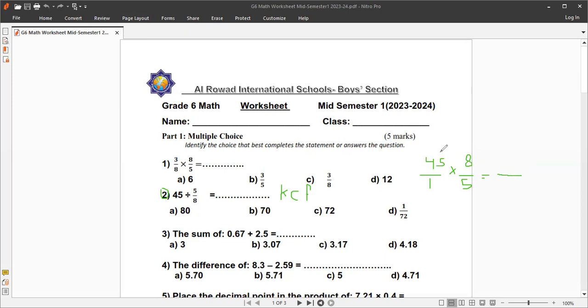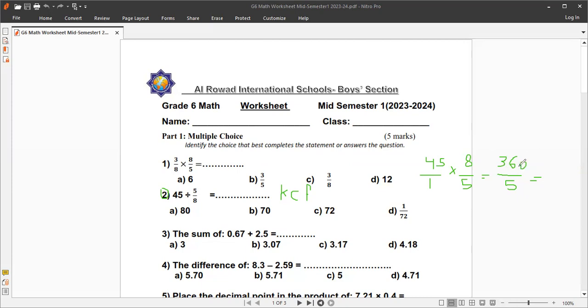How do I calculate it fast? 50 multiply 8 equals 400. 5 multiply 8 equals 40, so 360. Or you can do it the other way because you are grade 6. 8 multiply 40 equals 320. 8 multiply 5, 40, so 360. Divide 5. We have to do long division now.